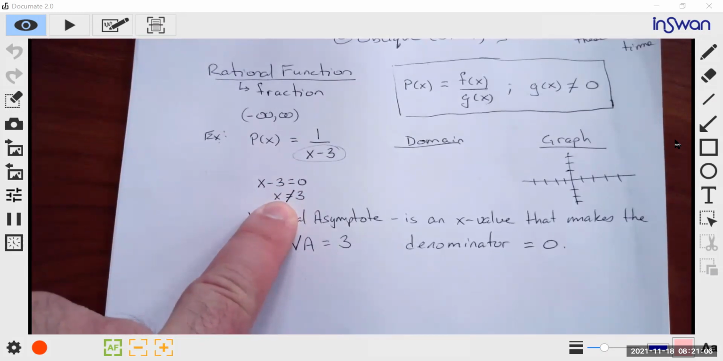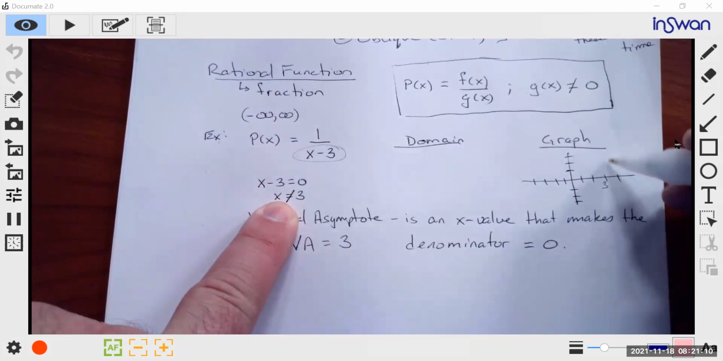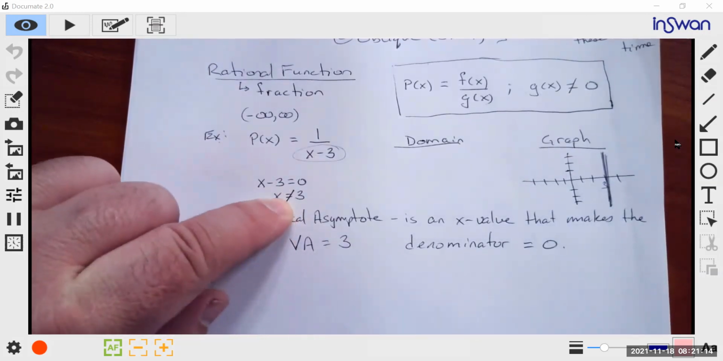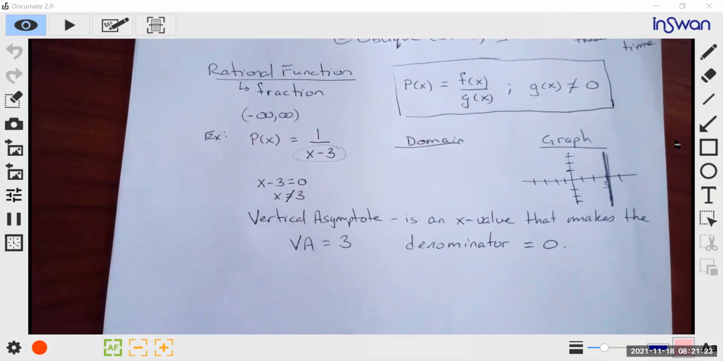Since 3 is our vertical asymptote, we can't use that. We have a vertical line right here that the graph cannot cross. Since we cannot use 3, there's a block, a wall that the graph cannot cross. That's a vertical asymptote.